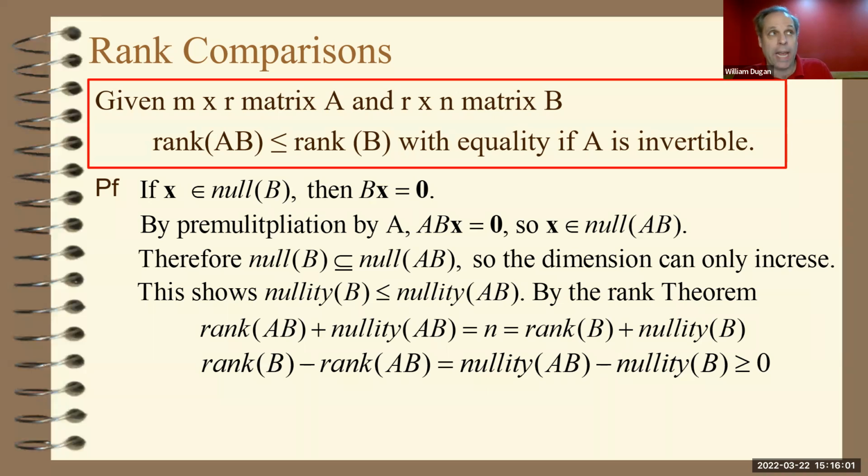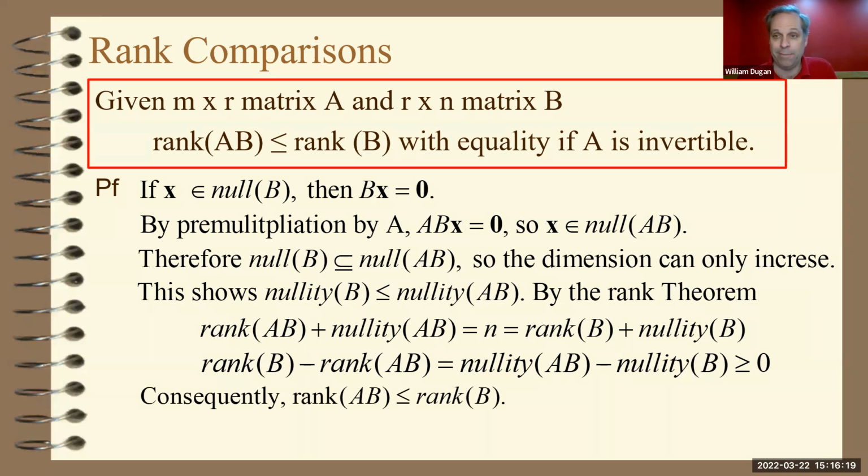But we know the nullity of A times B is at least as large as the nullity of B. So that difference is non-negative. So the rank of B minus the rank of A times B is non-negative. That can only happen if the rank of A times B is no more than the rank of B. And that's what we had to prove. This is a really neat little theorem. It just emphasizes once again how linear algebra topics are all interconnected. And it's useful to jump around between different topics to explore some new concept.